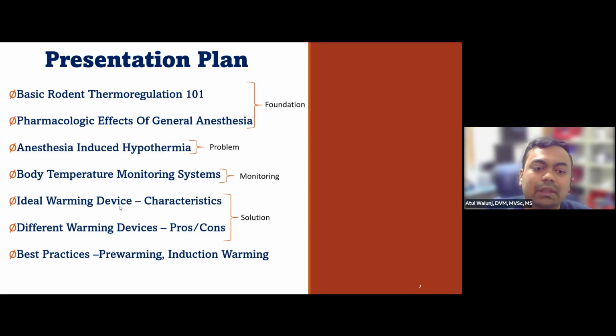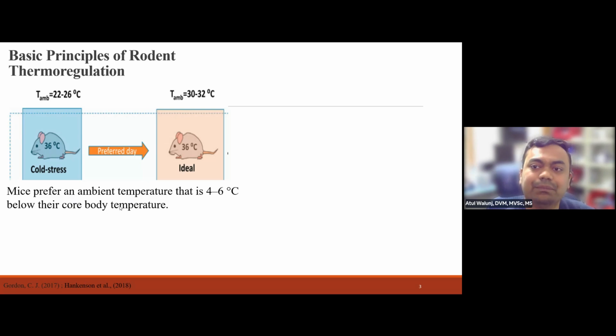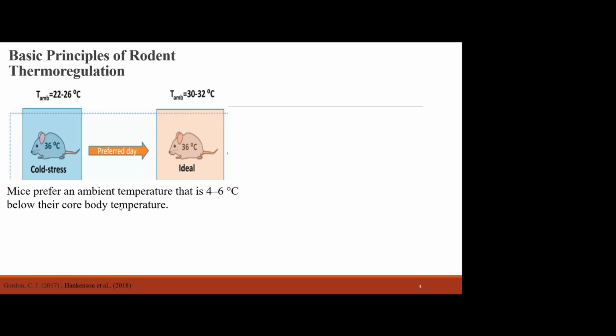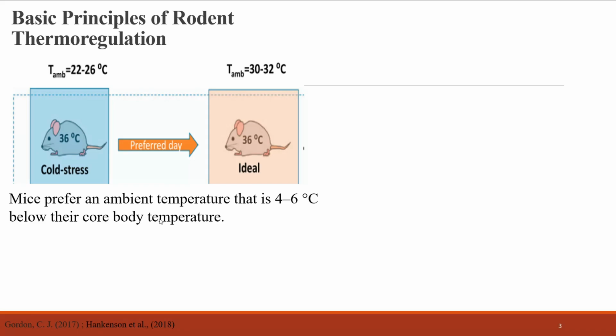All right, so starting with rodent thermoregulation. Laboratory rodents like mice usually prefer to live in an ambient temperature that is usually around 4 to 6 degrees below their core body temperature at any given point of the day.